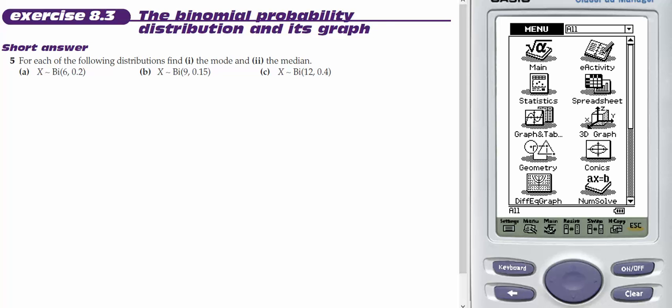This is for Year 12 Methods, and it's about the binomial distribution and its graph. It is question number 5 out of 8.3. For each of the following distributions, find the mode and find the median. Okay, what do I know about these things?